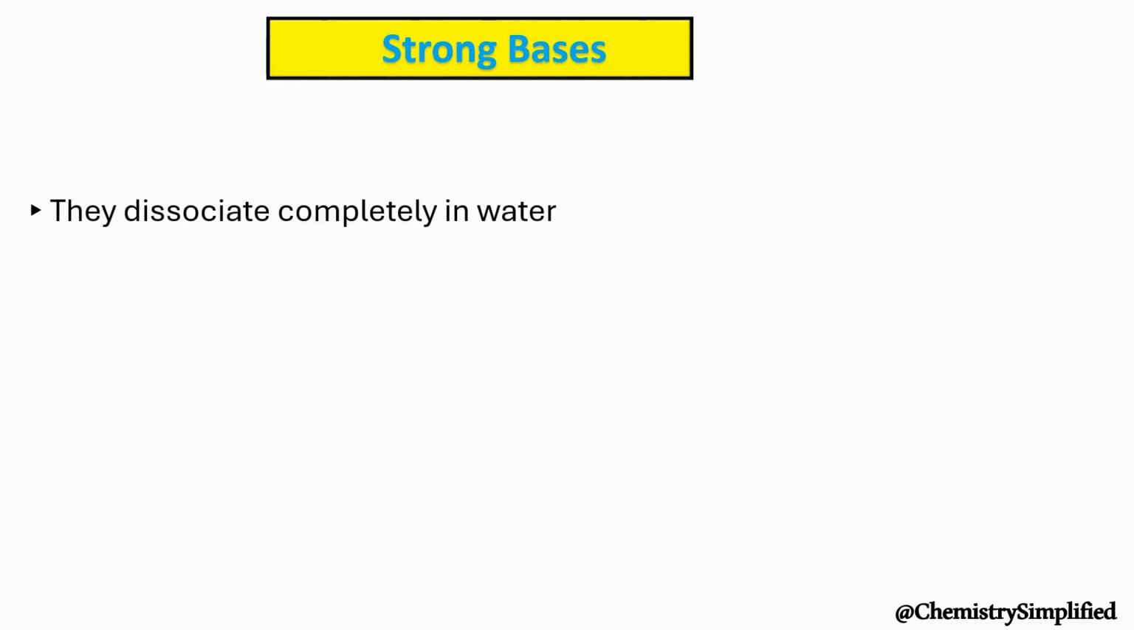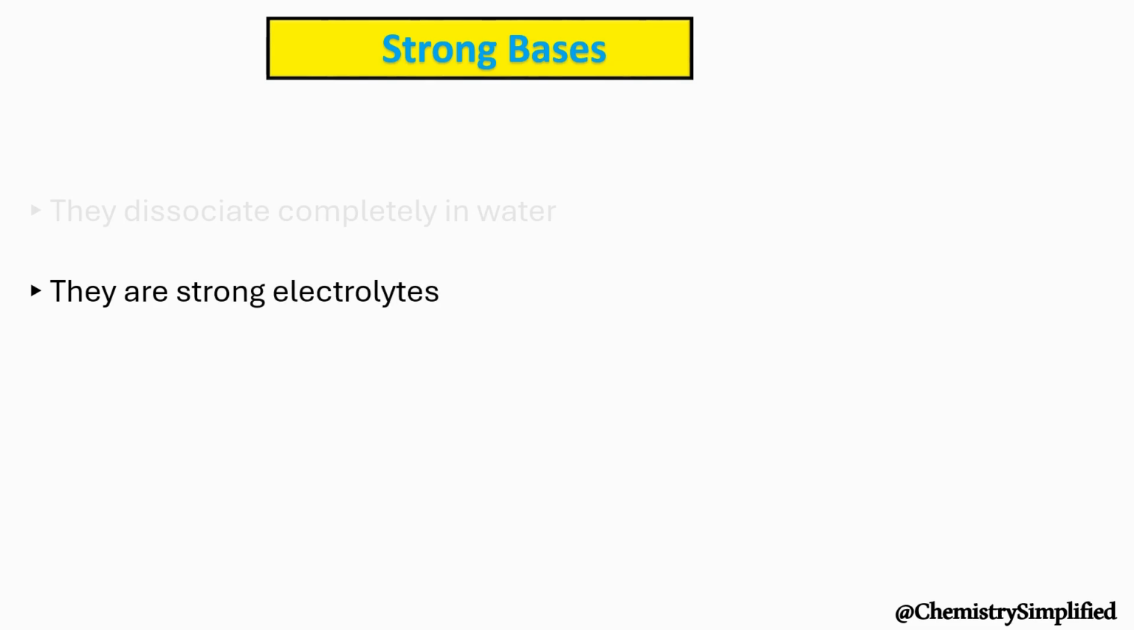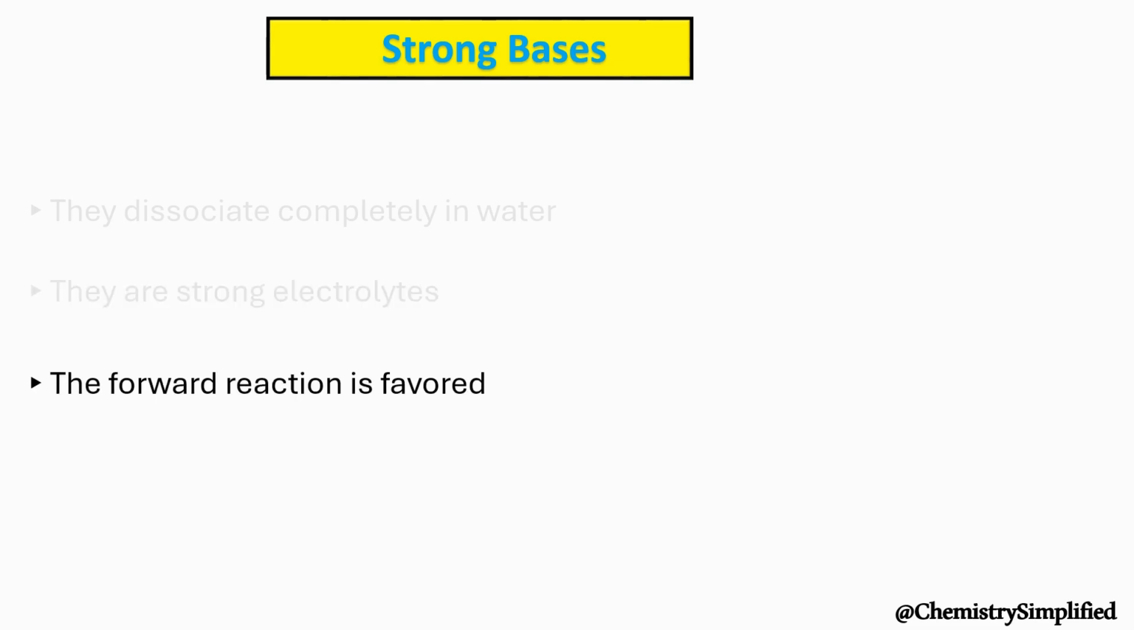Like strong acids, which we have seen previously, strong bases are expected to dissociate or dissolve or ionize completely when they are placed in water. They are also considered to be strong electrolytes, and the forward reaction is normally favored, meaning that if you were to place a strong base in solution, at the end of the reaction, you would mostly have products. Most of the reactants will be converted into products.